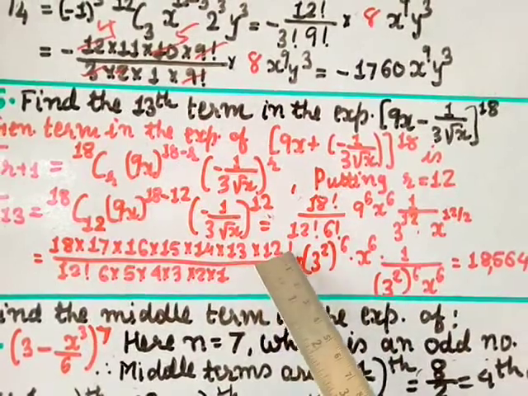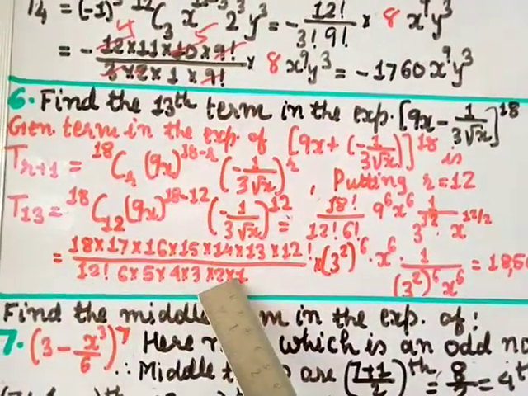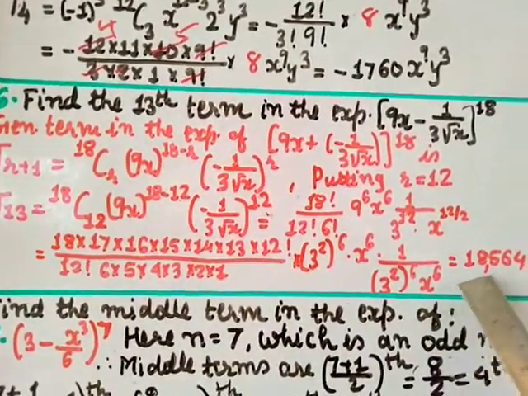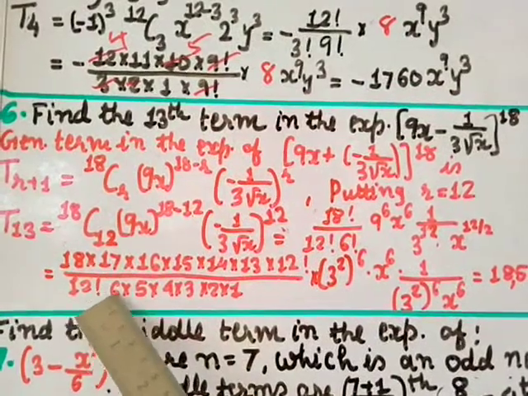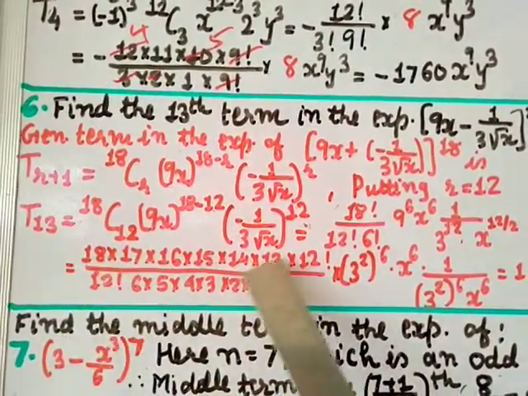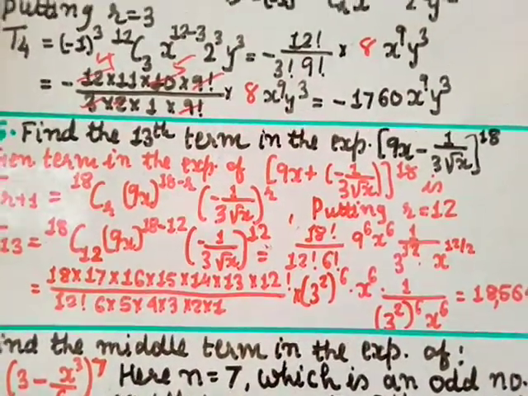So here 12 factorial you cut, then you can simplify this and this one. Then if you simplify, the final answer will be 18,564. You can see all the denominator value you can cut with this numerator, and the remaining, if you find the product, it will be 18,564. It is not difficult, you can do it.